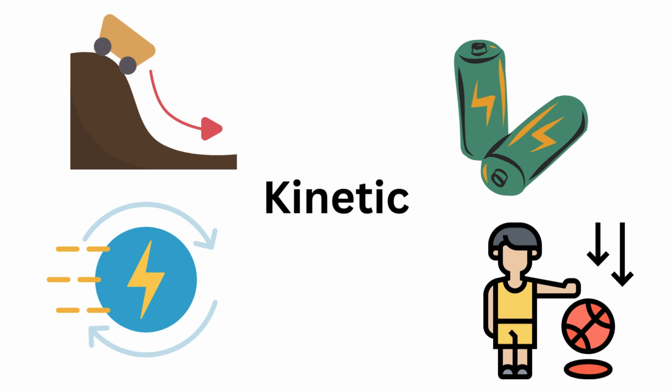Next word is kinetic. So this is relating to movement. You can think of energy, kinetic energy. It's in relation to movement, the basketball, batteries. If it helps you remember energy, just movement, just think of kinetic is in relation to movement.